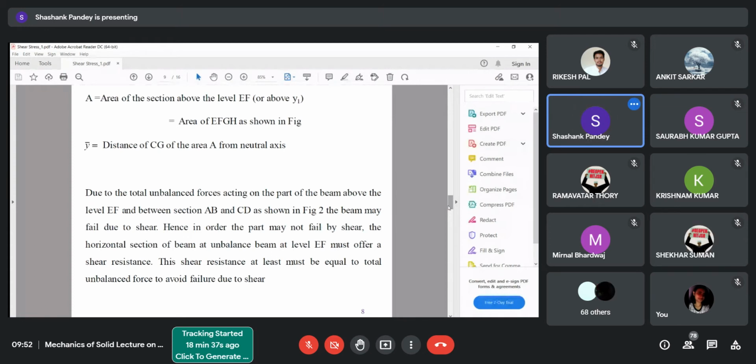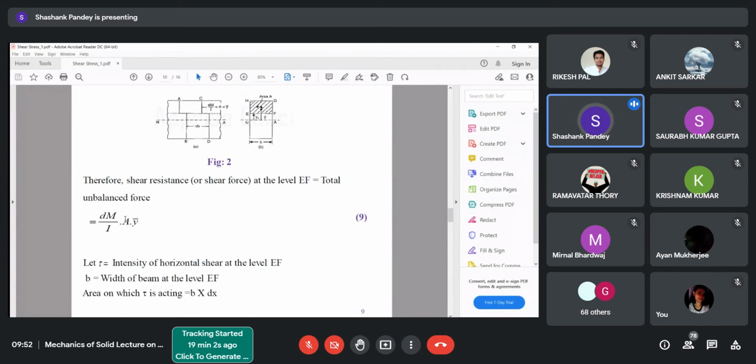This shear resistance at least must be equal to the total unbalanced force to avoid failure due to shear. So in order to avoid failure, it will offer a resistance given by the horizontal force at EF. The net unbalanced force at surface EF is M by I into A into Y. So this we will equate to the corresponding force.